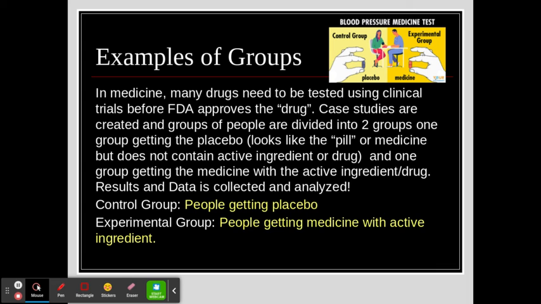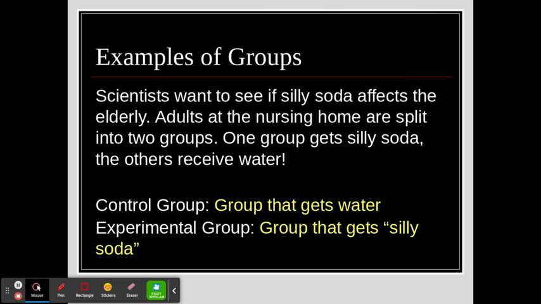That control group is going to be really, really important. You want to make sure that the change that occurred was a result of the independent variable and not because of anything else.